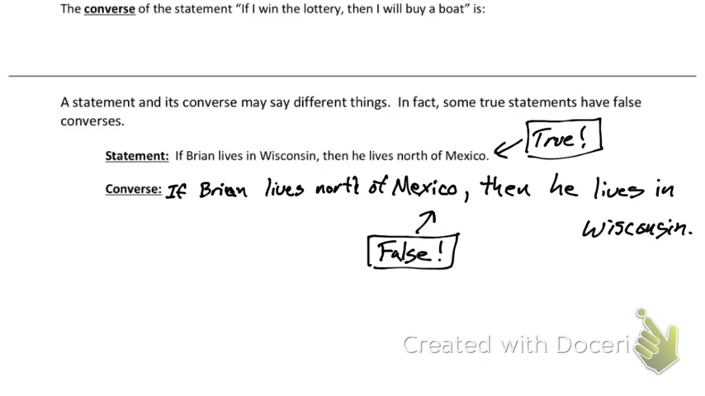He could live in pretty much any state. He could live in Canada. He could live in the North Pole. All these places are north of Mexico, but they're not Wisconsin. So for a statement to be true, it has to be 100% true no matter what. There can't be any exceptions.